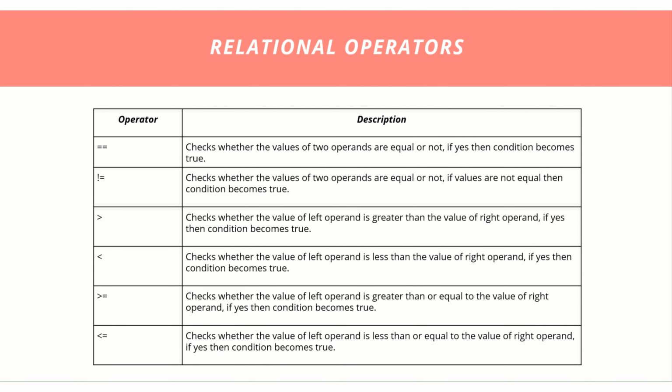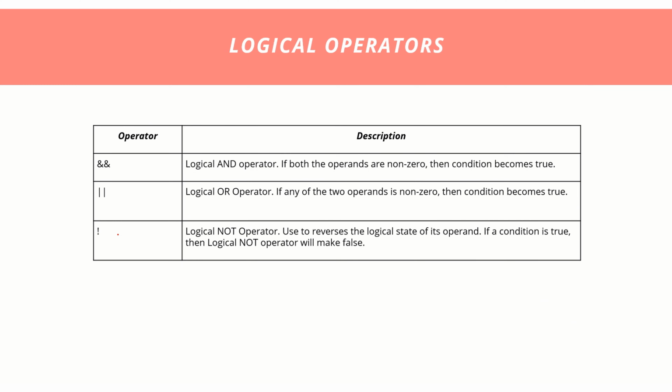Next is smaller than equals to, which checks whether the value of the left operand is less than or equals to the value of the right operand, and if yes, then the condition becomes true. Third is the logical operators. We will see its example while studying the if-else control statement.